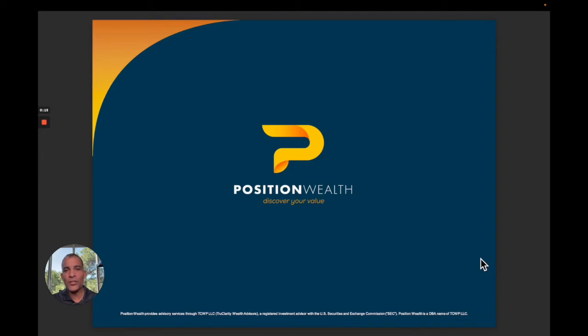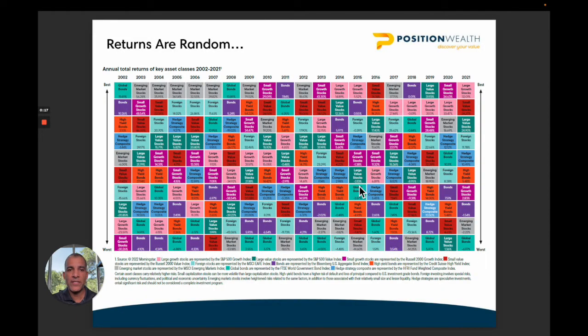And one of the charts that we like to use when we sit down with individuals is to get them to understand that the returns of the market and the different indexes are completely random. The way this chart reads is that each square represents a different index of the market. And going across the top of the page, we look at 2002 all the way out to 2021, and we just rank what was the best index from best to worst in each of those years.